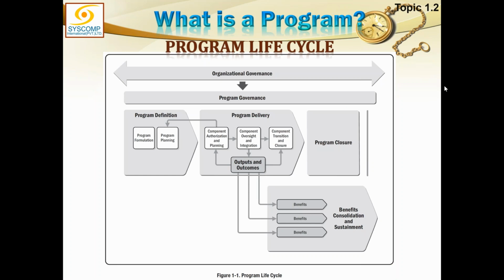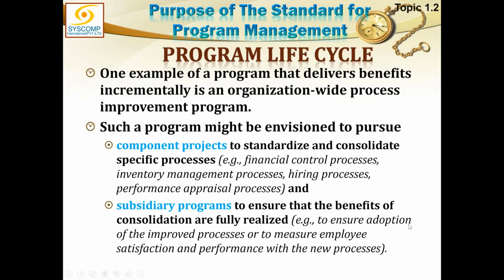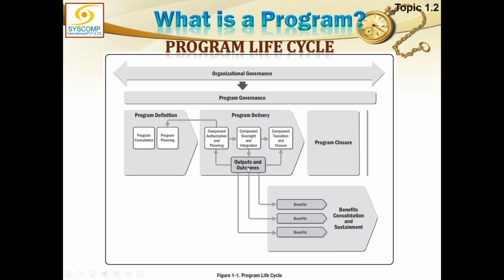Basically, we start realizing the benefits in program delivery. It's the consolidation and sustainment which happens in closure. You're right. And the looping back can only happen from the first two steps. You can't go back from program delivery. Program formulation and program planning are there, right? So you can always go back from the first two components, which are authorization and planning and oversight and integration.